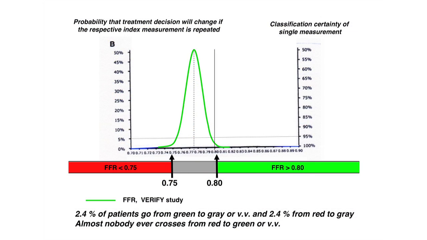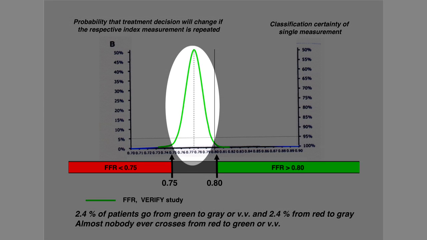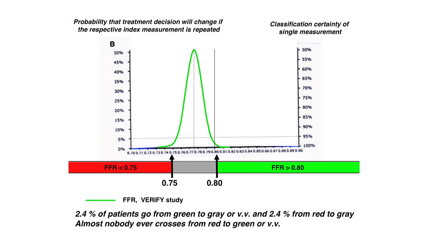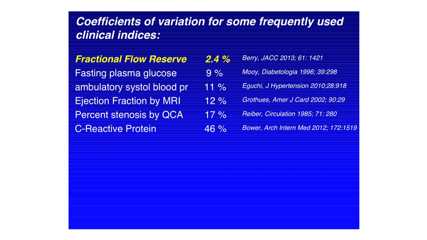But that has nothing to do with a particular index, but is a statistical phenomenon. And if you do that for Fractional Flow Reserve, you get a curve like this, and you see that the gray zone in the bottom is corresponding exactly to 0.75 to 0.80. And only in the area between that, you might have to switch at a reproducible measurement from one side of the cutoff to the other. So this is a very nice result in fact. And if you compare the coefficient of variation of Fractional Flow Reserve to other commonly used indexes, you see that FFR is rather unique among other clinical indexes we use in normal hospitals.